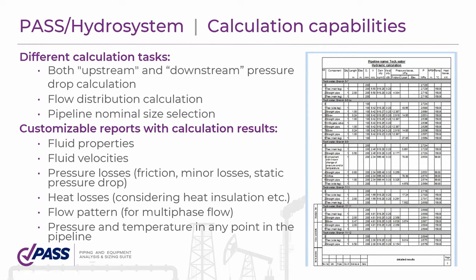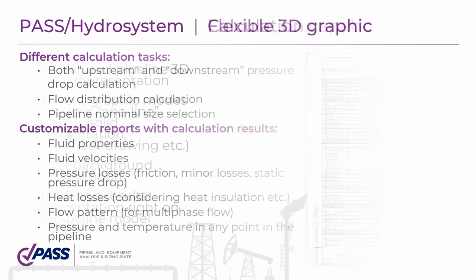HYDROSYSTEM has customizable reports with calculation results where you can see all the fluid properties, fluid velocities, all the pressure drops on friction, local losses, static pressure drop, et cetera. It can calculate heat losses and flow pattern. If we're talking about multi-phase flow, we need to find out what flow pattern we have on each and every piping component. In calculation results, you can see pressure and temperature at any point of your piping system.